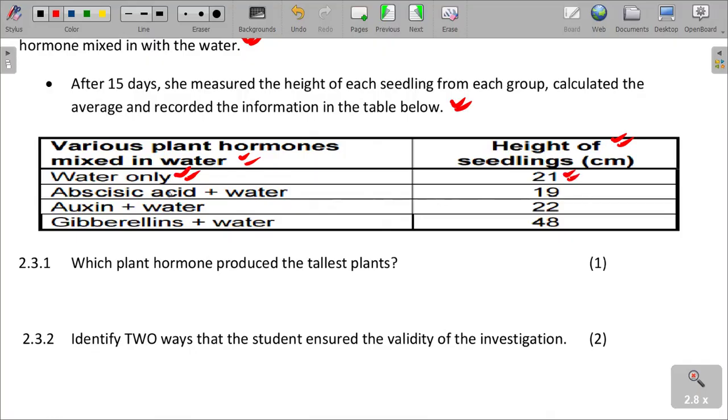We have got abscisic acid plus water, 19 centimeters. We have got auxins plus water, 22 centimeters. We have got gibberellins plus water, 48 centimeters.